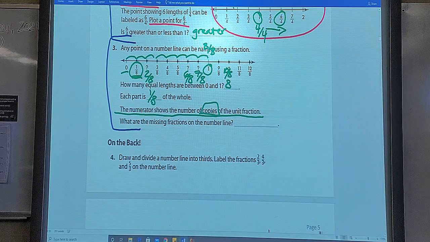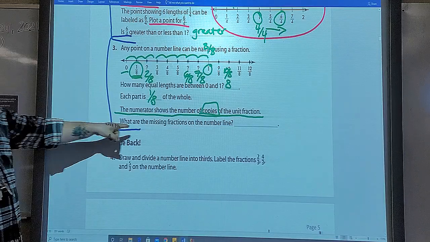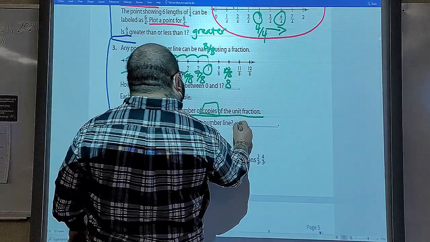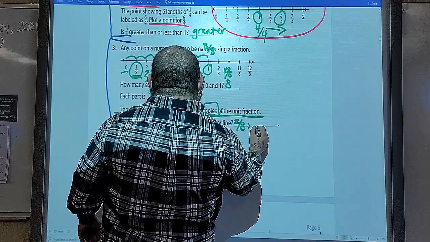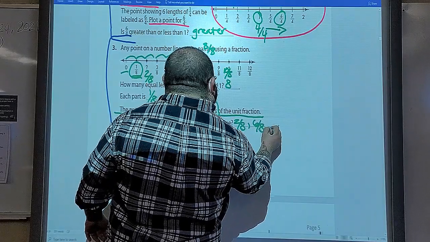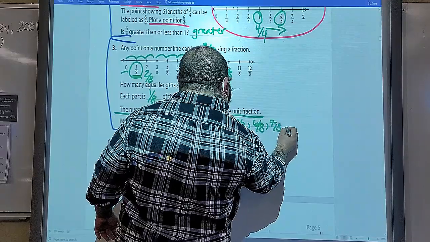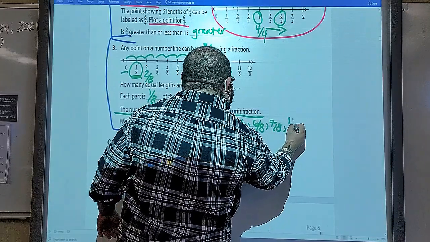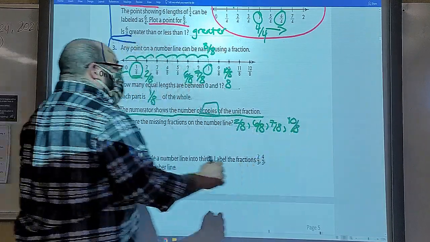Do you have that one? Did you get the same numbers? Good. Thumbs up. Perfect. Now, question then, what are the missing fractions on the number line? We have 2 eighths. We have 6 eighths. We have 7 eighths. And we have 10 eighths.